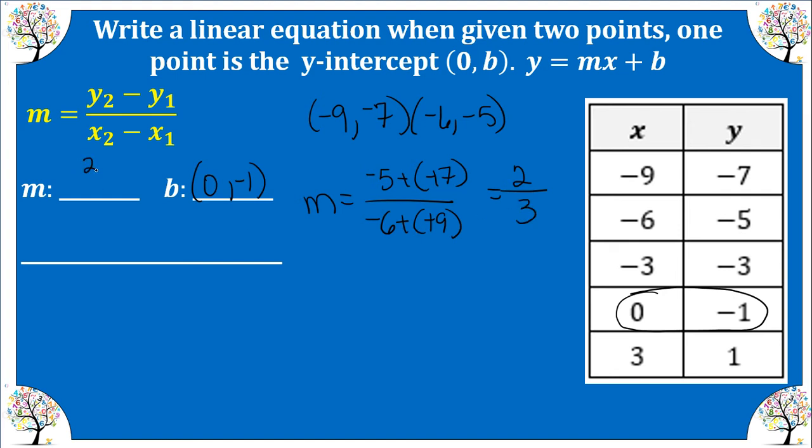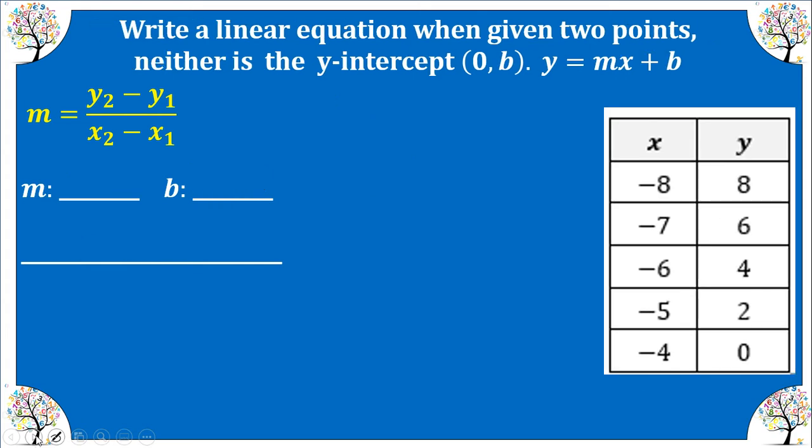So our slope is 2 over 3. So we write this as y equals 2 over 3x minus 1. Okay, now here we have no 0 for x, so we don't have the b value. So the first thing and the only thing we can really do at first is find slope.